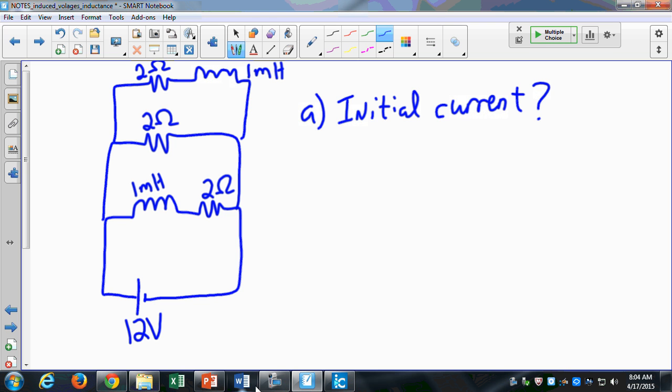Now remember, when I'm talking about inductor circuits, and I'm thinking about the current versus time, the way that it grows looks like this. So what is the initial current through this circuit? The total current, that is the current that comes off of this 12-volt battery. What is my initial current equal to? Take a gander at that.